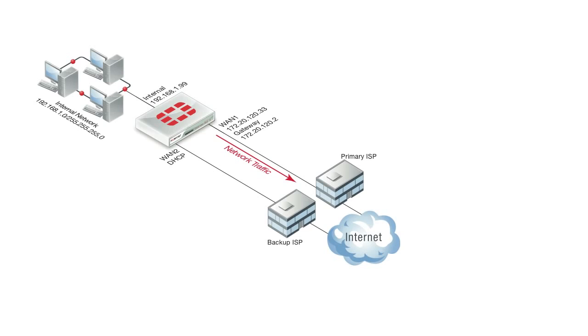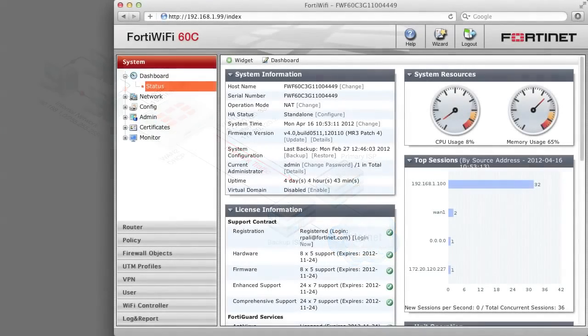Ideally, the primary and backup internet connections would be from different ISPs, minimizing the chances of both being affected at the same time. In this solution, the primary ISP is connected to WAN 1 with a static IP, and the backup ISP is connected to WAN 2 using DHCP.